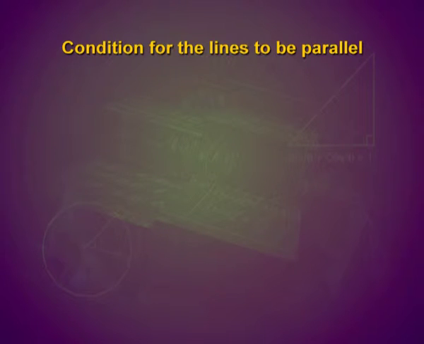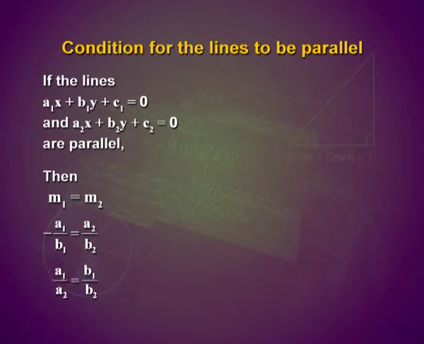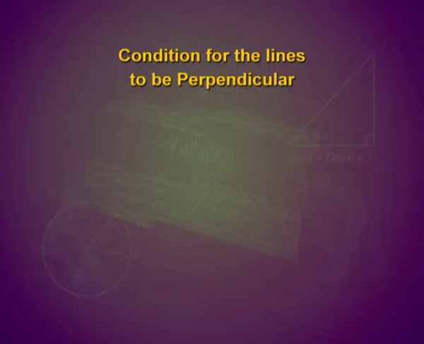Let us look into the condition for the lines to be parallel. If the lines a1x plus b1y plus c1 is equal to 0 and a2x plus b2y plus c2 is equal to 0 are parallel, then m1 is equal to m2. So, minus a1 upon b1 should be equal to minus a2 upon b2, that is a1 upon a2 is equal to b1 upon b2. Condition for the lines to be perpendicular.